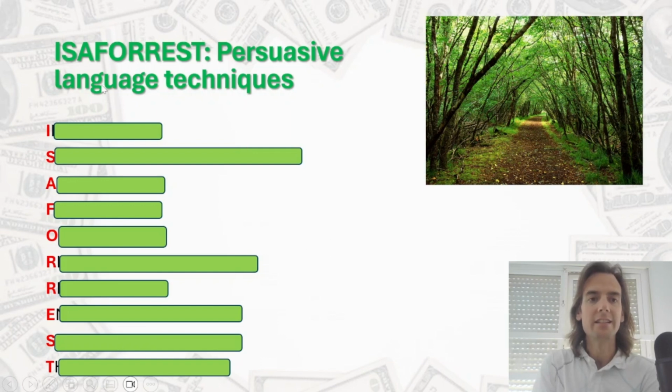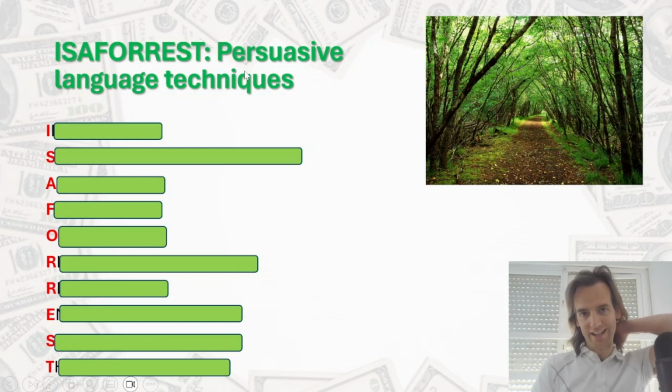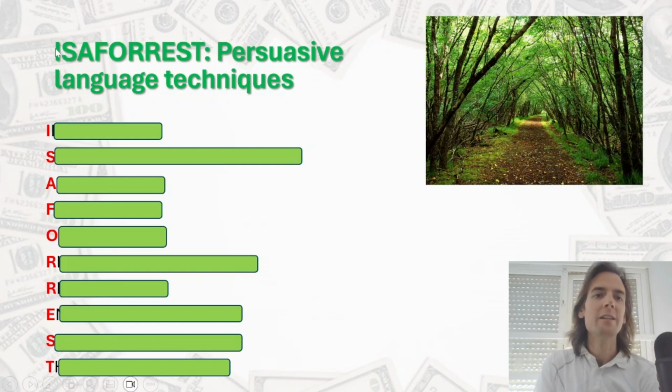So we start with this little mnemonic device, which is quite useful, that a colleague of mine came up with. I can't take credit for it, but you remember it by thinking ISAFORREST. ISAFORREST is an acronym which stands for different language techniques you can use when you're trying to persuade people, argue, convince about your point, and so on.